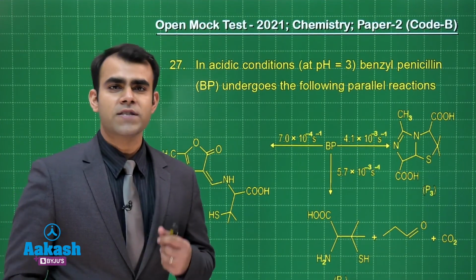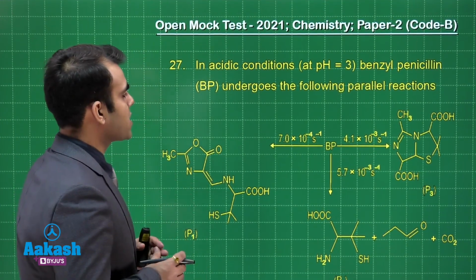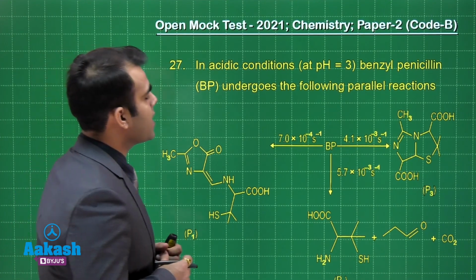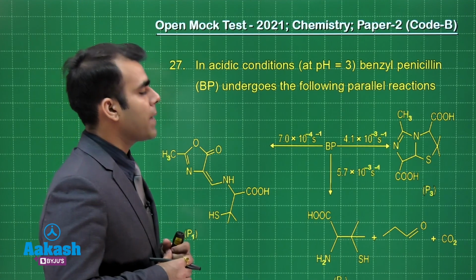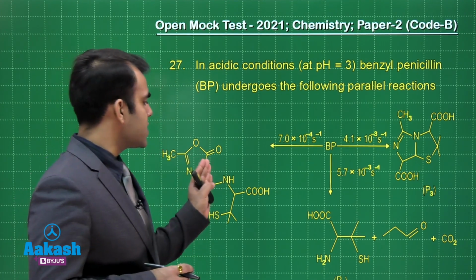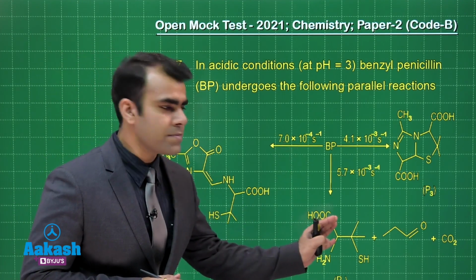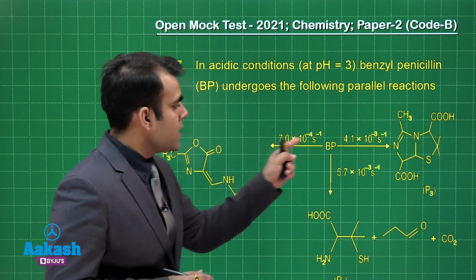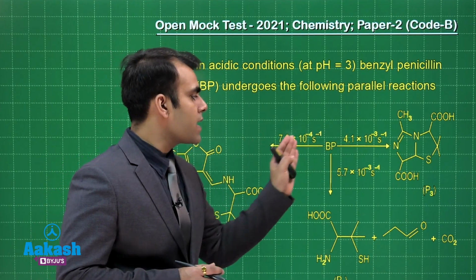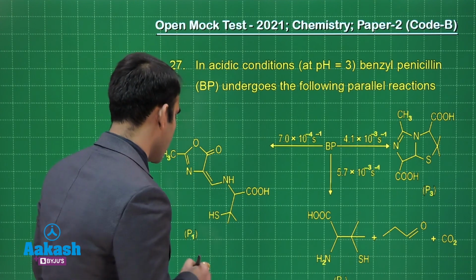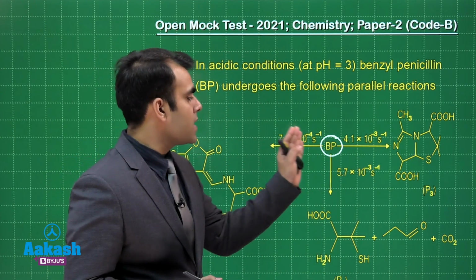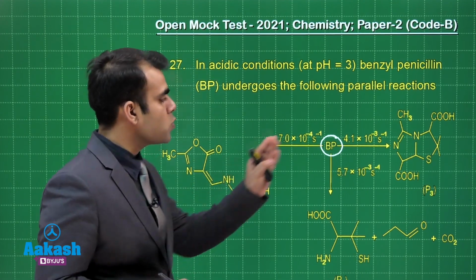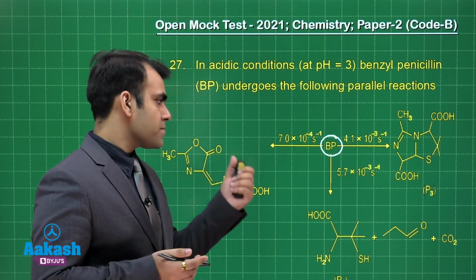Now let's discuss question number 27. In question 27 it has been given, in acidic conditions at pH 3, benzyl penicillin undergoes the following parallel reactions. Here you can see that you have been given certain organic compounds and certain rate constants, and this is basically a parallel reaction in which your benzyl penicillin is forming P1, P2 and P3 products.